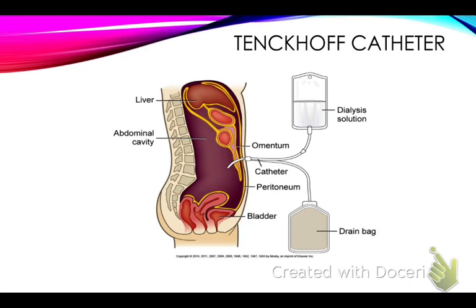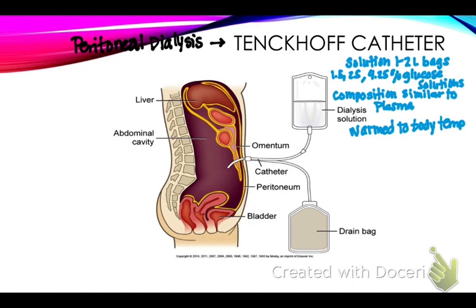This is a Tenckhoff catheter, which is the catheter that you will see with peritoneal. So they put a catheter, and all your peritoneal patients will have a catheter coming out of their abdomen. It'll be just a tube, and then for dialysis, they hook up the dialysate solution. It goes into the abdomen, and then it sits there. Ultrafiltration occurs, and it goes out the drain bag. So that is peritoneal in a nutshell.